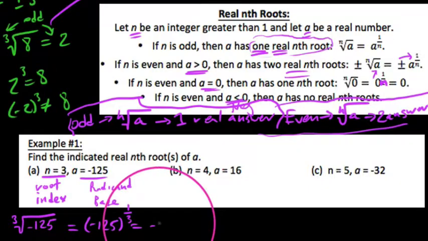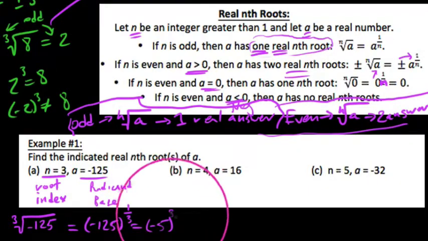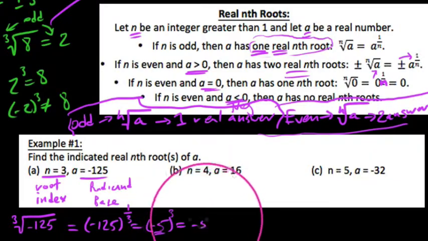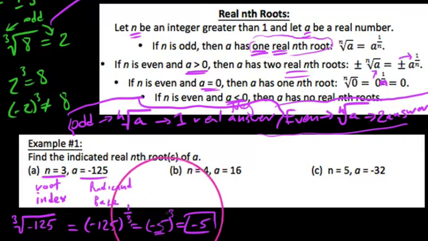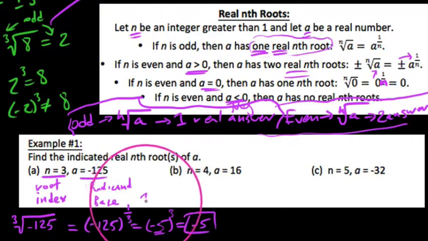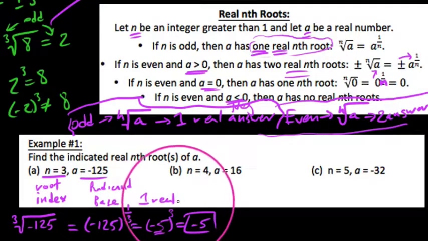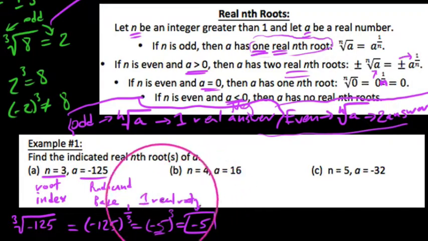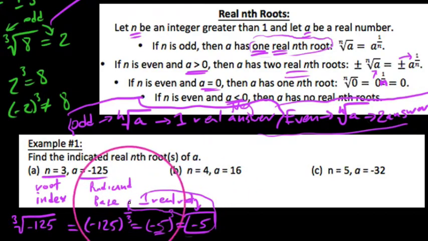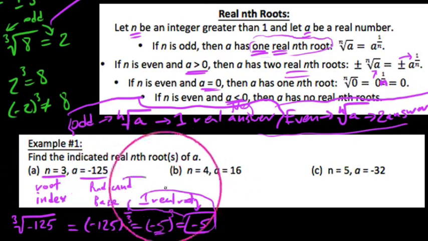But I would think that negative 5 to the 3rd power equals this. So we'd say that this is our root right here, negative 5. Negative 5 is our root, and we got one real answer. So one real root. And that root was negative 5 because when we take negative 5 to the 3rd power, we get negative 125. So let's try this one here.